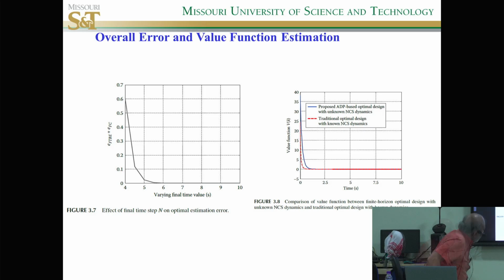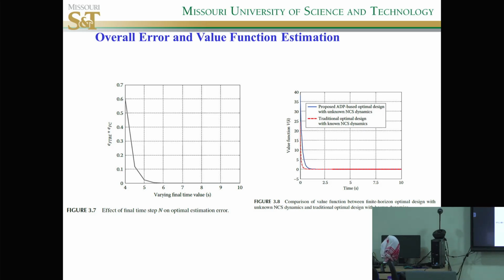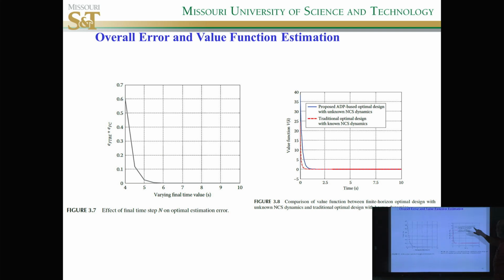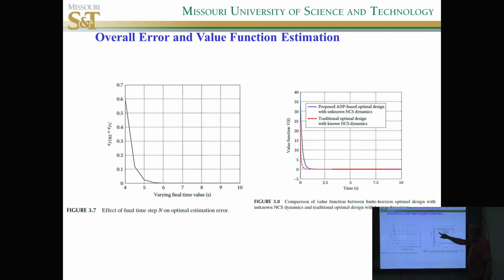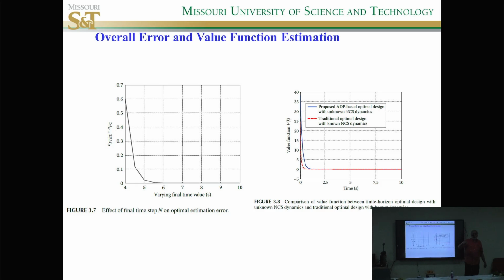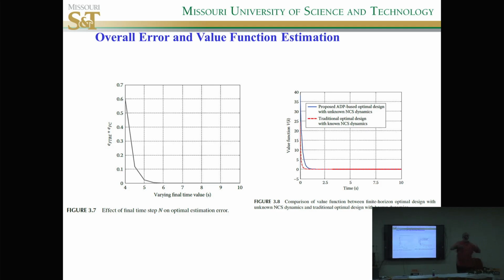Now look at that. I compared the cost. There are two plots here. One is the proposed ADP, Adaptive Dynamic Programming Based Optimal Design for unknown NCS. The second was the traditional optimal design with known NCS dynamics. So I want to compare with the traditional method. That means I assumed that I know all the delays and packet losses. I want to see whether my approach, which is unknown, works close enough.